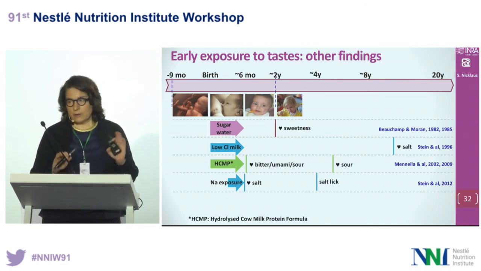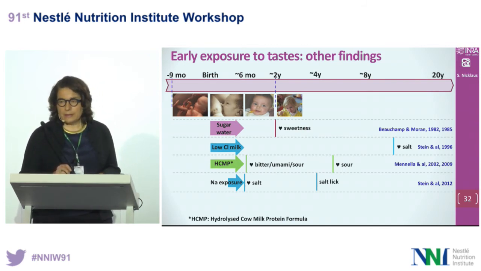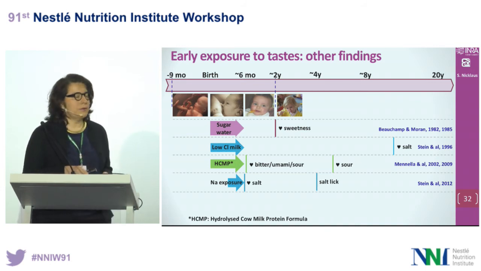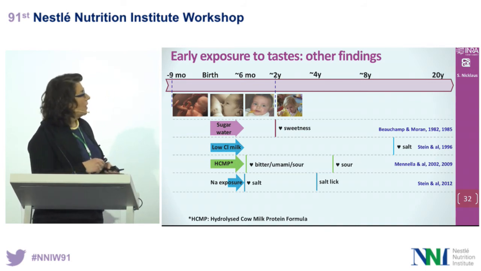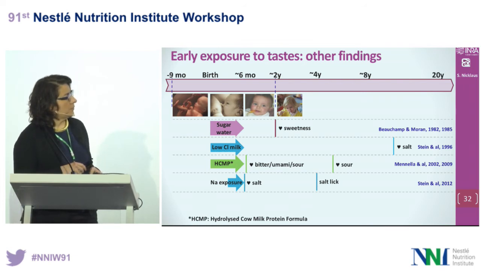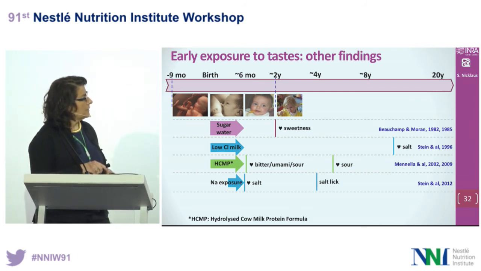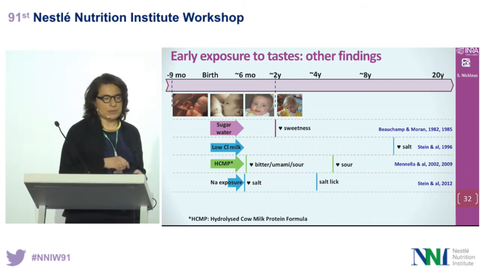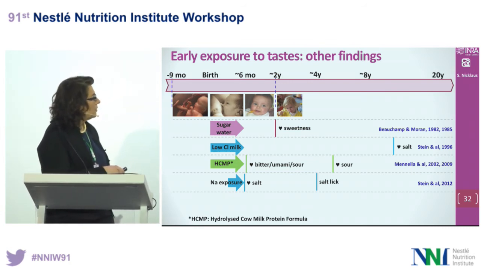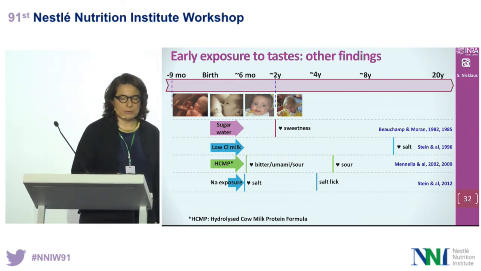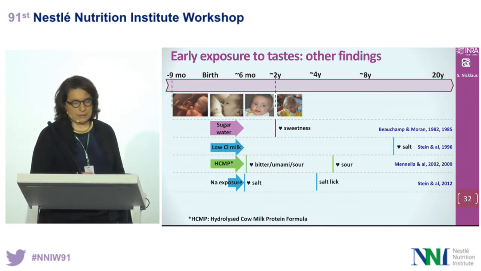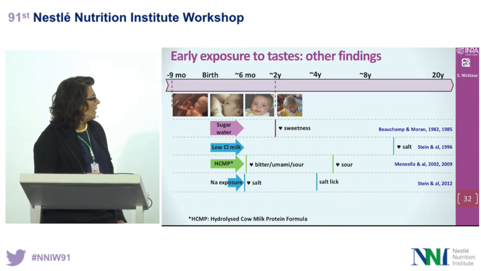So now, here's an overall summary of other findings regarding the importance of early taste experience on the development of taste preference from a variety of studies, in particular from the Monell group in the US. Infants exposed to sugar water in the first 6 months of life are more likely to prefer sweetness at the age of 2 years. So really, exposure to sweet taste through bottles of sweetened water is associated with higher sweetness preference.